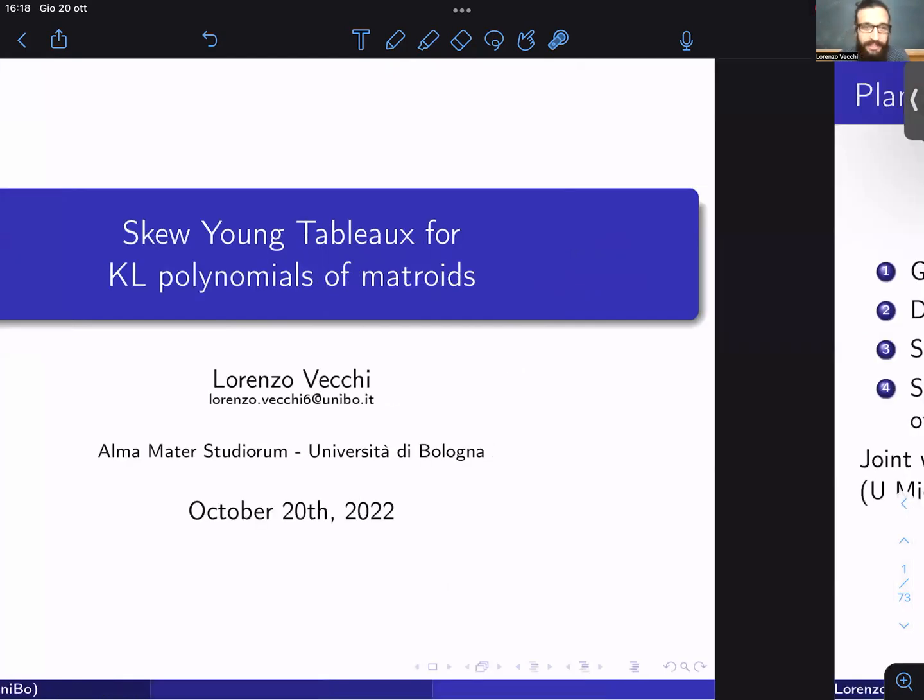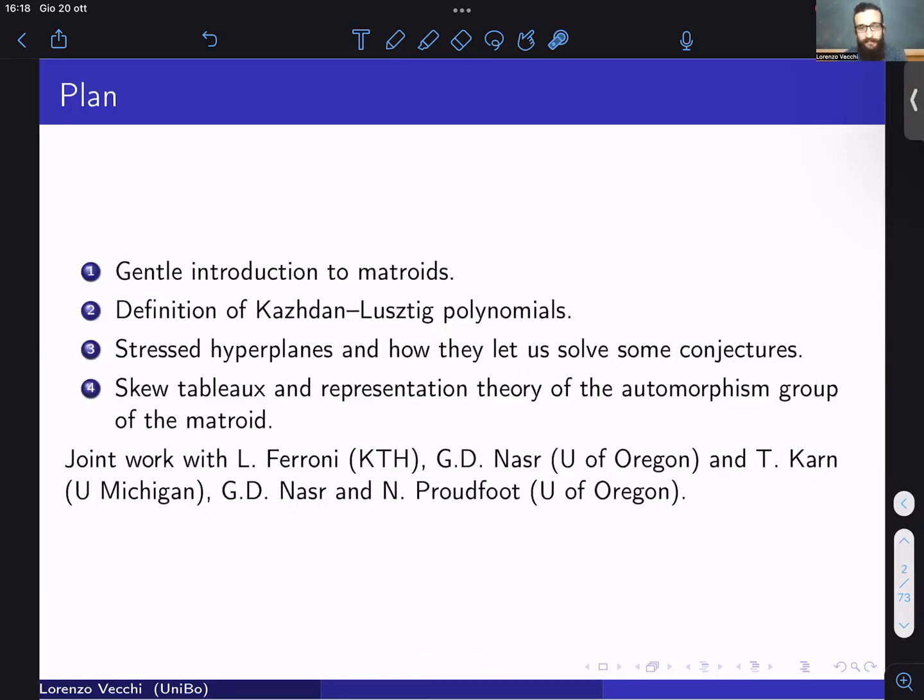As Arina was saying, I'm going to start by recalling some facts about matroid theory, since maybe not everyone knows about them. If you know about matroids, this is just going to be an excuse to set notation. And then afterwards, I'm going to introduce these polynomial invariants called Kazhdan-Lusztig polynomials. The definition of these polynomials can get very intricate. It's a recursive definition. Therefore, one of our goals was to find an operation on matroids that let us compute the coefficients in an easier way.